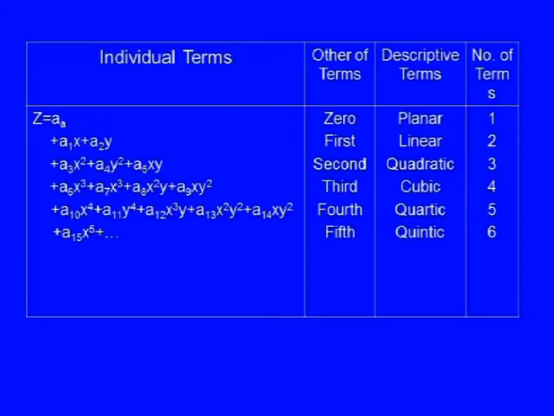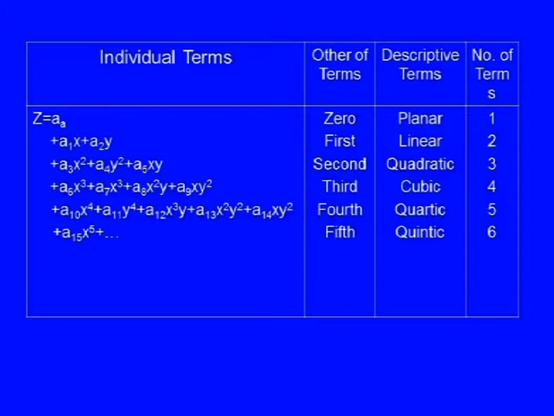It can be categorized in terms of the order or it could be in a descriptive form. So, if Z is only equal to a0, then this is a zero order polynomial, and it can be described as a planar model, and there is only one term in it. If we make this polynomial a first order polynomial, it is now representing a linear relationship and two more terms are added, that is Z is equal to a0 plus a1 x plus a2 y.